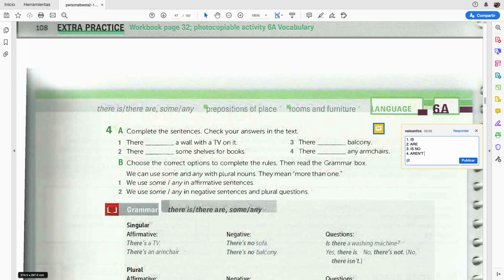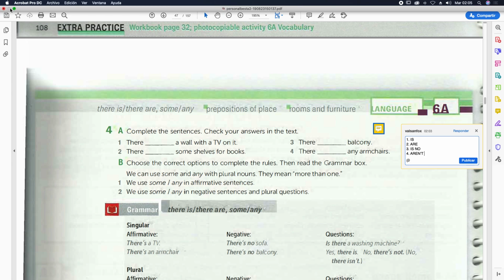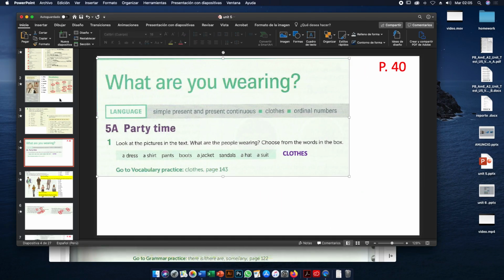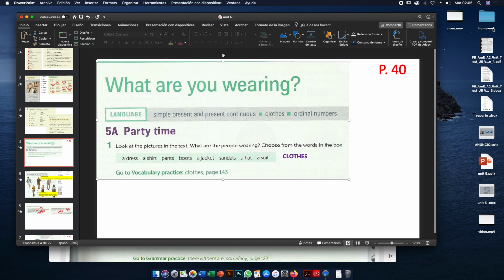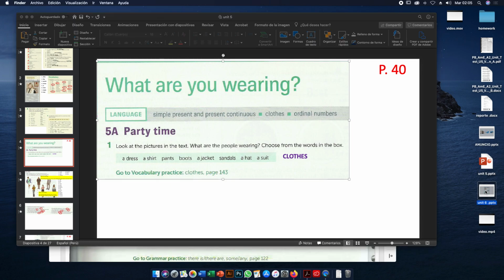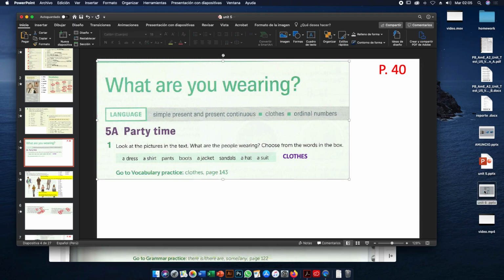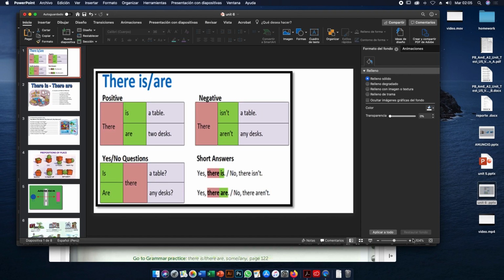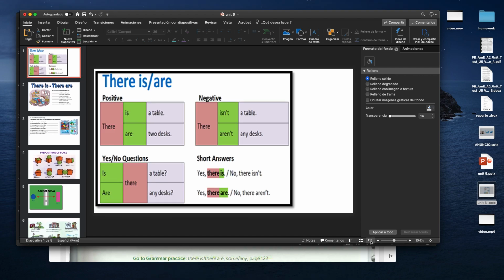Okay, so let me show you here a PowerPoint I have prepared for you so that you can understand better how this there is and there are used. Let me check. Unit number 6, here it is. That was from yesterday's class. Here, look, there is and there are.